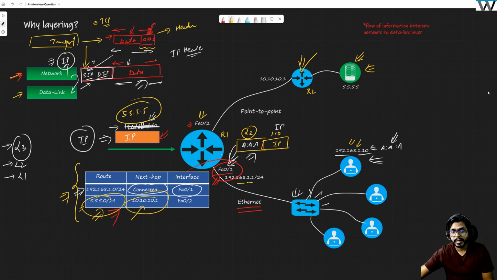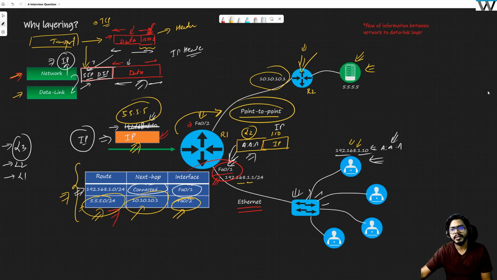So the next hop router here is R2, and its IP address is 10.10.10.1. So this router knows that if I want to send this IP packet now, which wants to go to 5.5.5.5, the server, I need to put it onto FA0/2 and not on FA0/1, right? Because the exit interface for this route is going to be FA0/2. It is as simple as that, right? But here is the catch. Now we are not talking about Ethernet. We are talking about point to point. This is a different technology altogether, right?